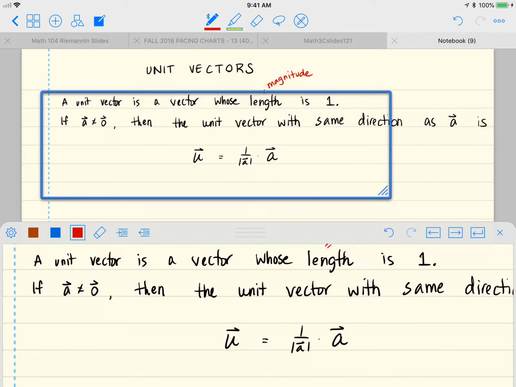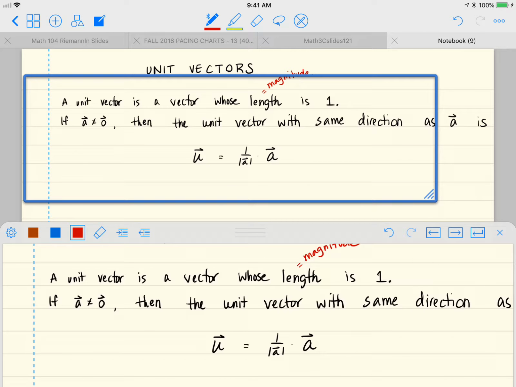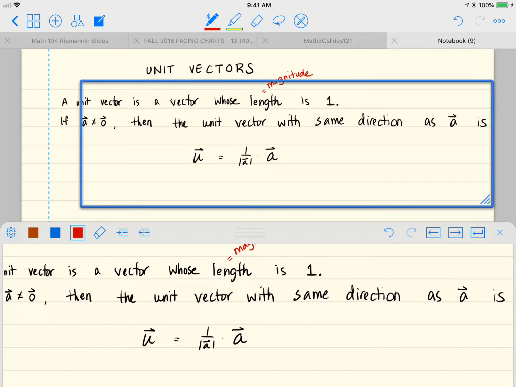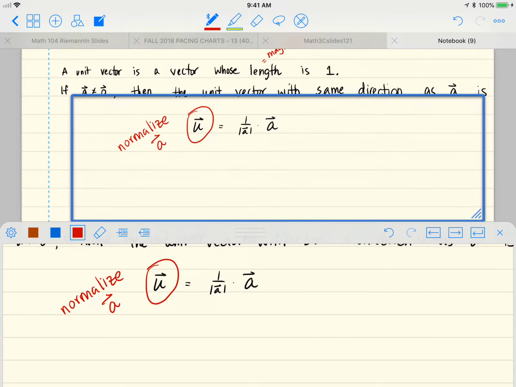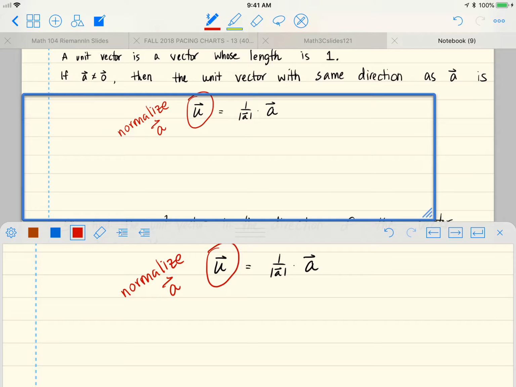And if A is not equal to the 0 vector, then the unit vector with the same direction is, and then here's the formula. So this is going to be that unit vector. This is called the vector that you get when you normalize A. So the idea is if A is some vector, maybe it's like that. There's the tail. That's the tip.